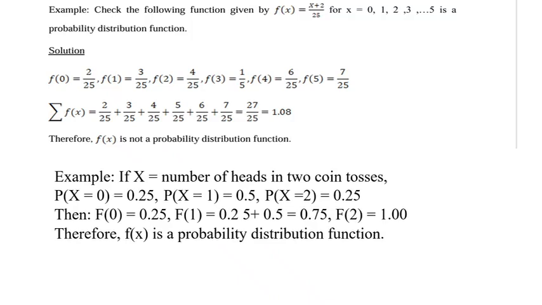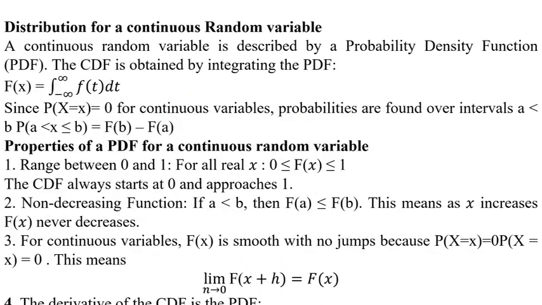Another example: if x equals the number of heads in 2 coin tosses, p of 0 is 0.25, p of 1 is 0.5, p of 2 is 0.25. Then f of 0 is 0.25, f of 1 will be 0.25 plus 0.5, which gives us 0.75. f of 2 will be 0.75 plus 0.25, which gives us 1.0. Therefore, our f of x is a valid cumulative distribution function.